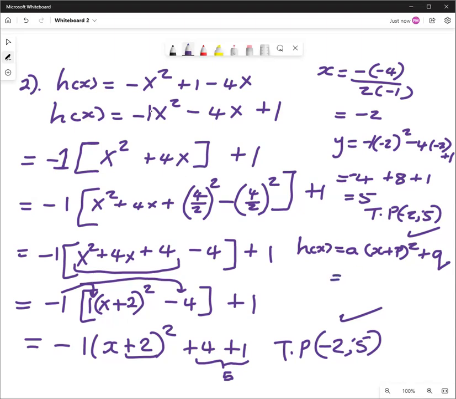Your a is -1. So you replace the a with -1. And then you need to remember, your turning point is here, right? You do this method, basically. So if here is -2, it means inside must be +2. Remember, they are opposites. Then squared, this one is always the same. Then +5. Then that's your turning point form there.